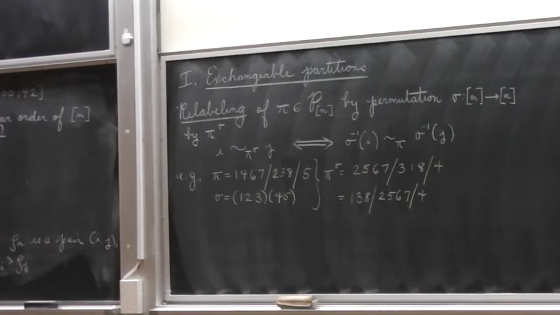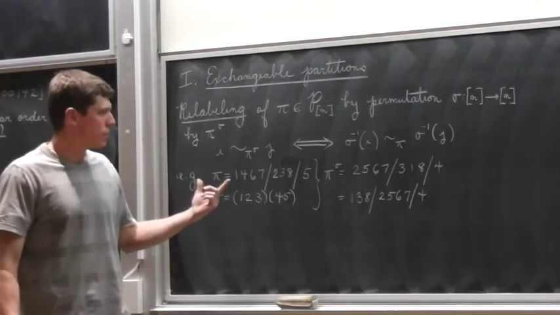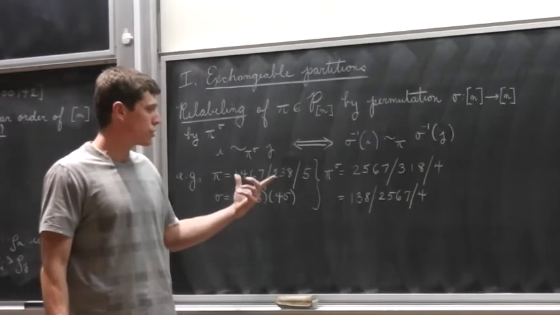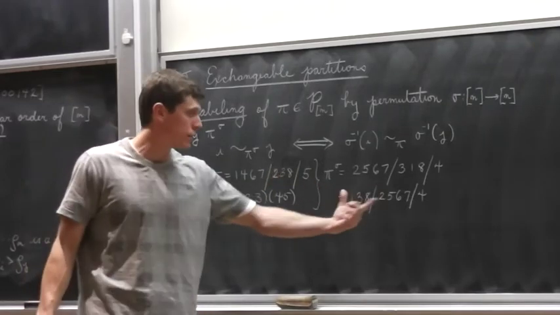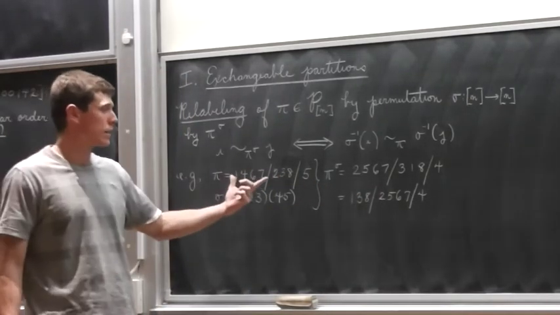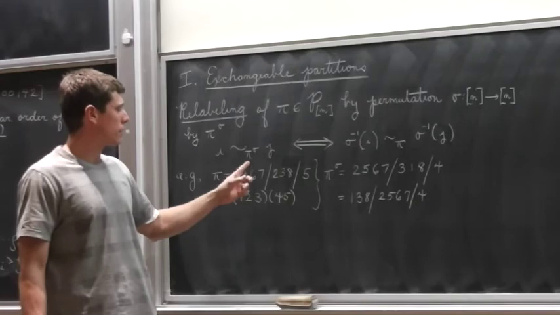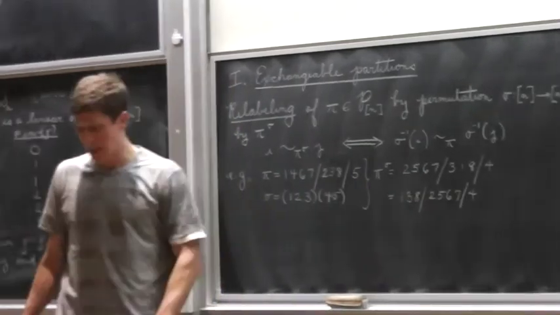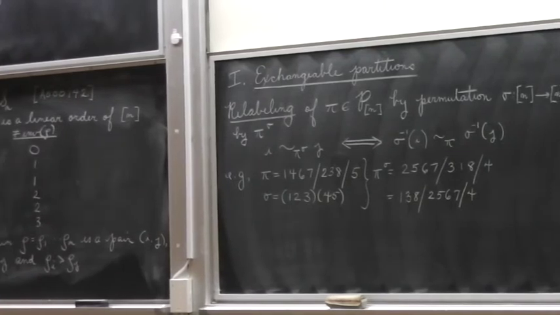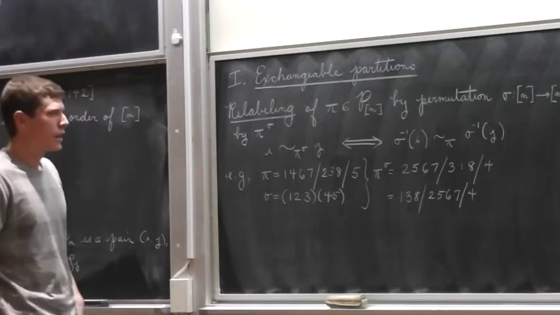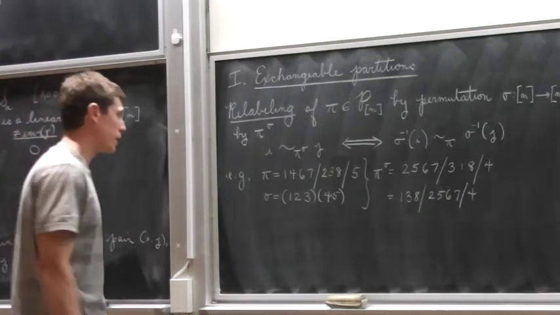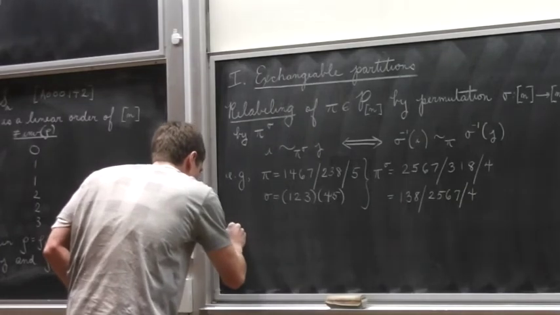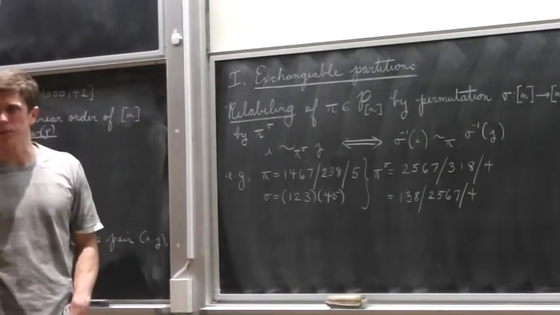And notice, and this will be important, that the block sizes don't change. The number of blocks doesn't change under relabeling, and also the block sizes don't change. There's a block of size 4, a block of size 3, and a block of size 1, and there's one of size 4, 3, and 1 here, and the order doesn't matter. And so I'm interested in random partitions whose distribution is invariant under this relabeling operation. That's what I define to be an exchangeable random partition.